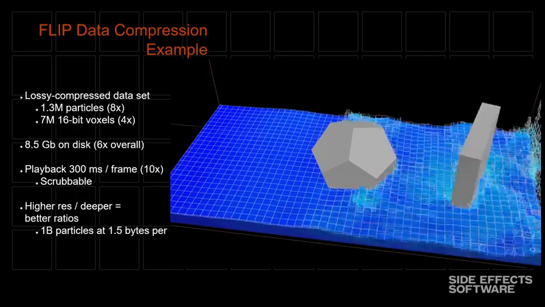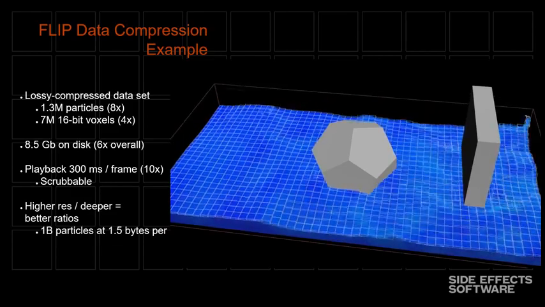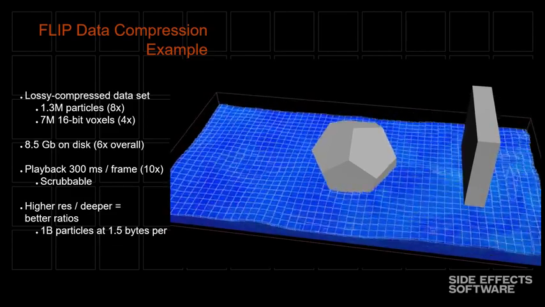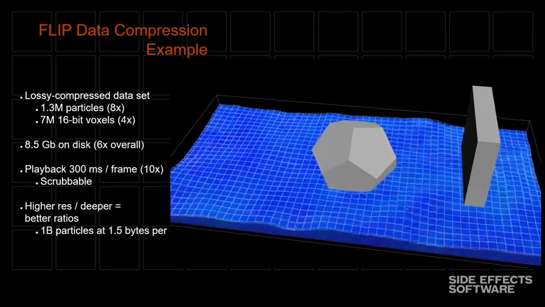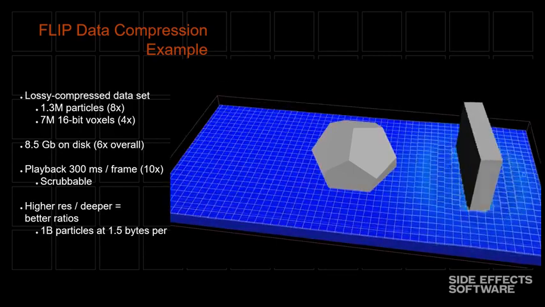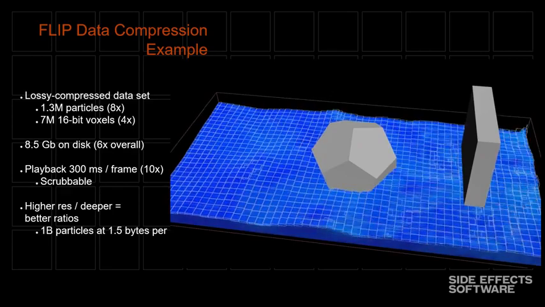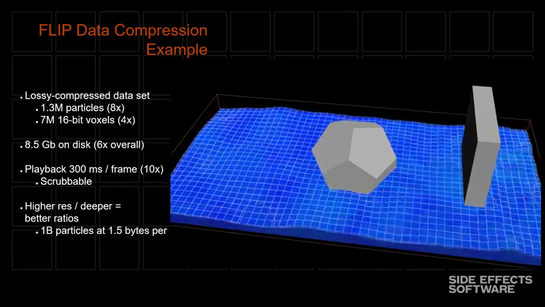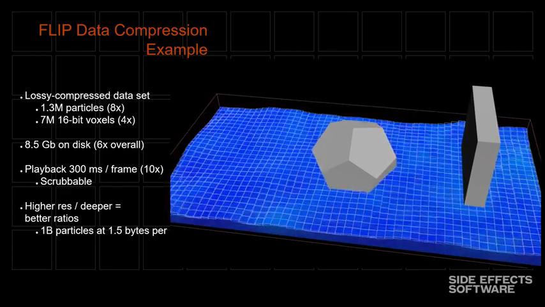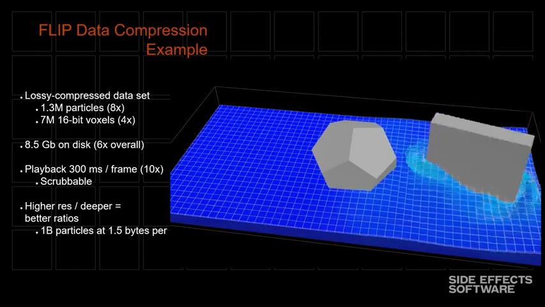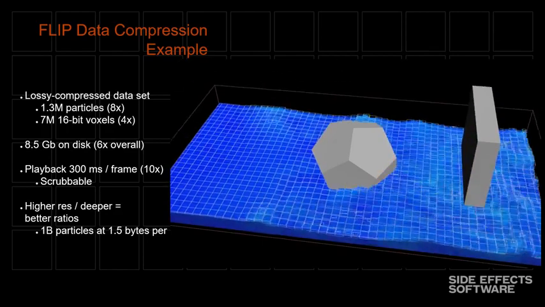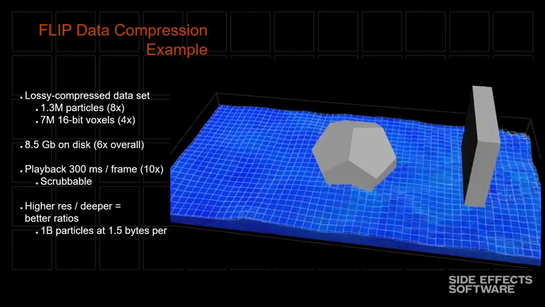And so we want to compress that to a format that can look like this in the viewport, where we've discarded a large number of the particles. We're down to about 1.3 million particles, we are storing about half of the amount of voxels, and we're also storing those to disk as 16-bit. So we get about a 4x reduction in data there, and overall we get about a 6x reduction in the amount of data we have to store to disk.